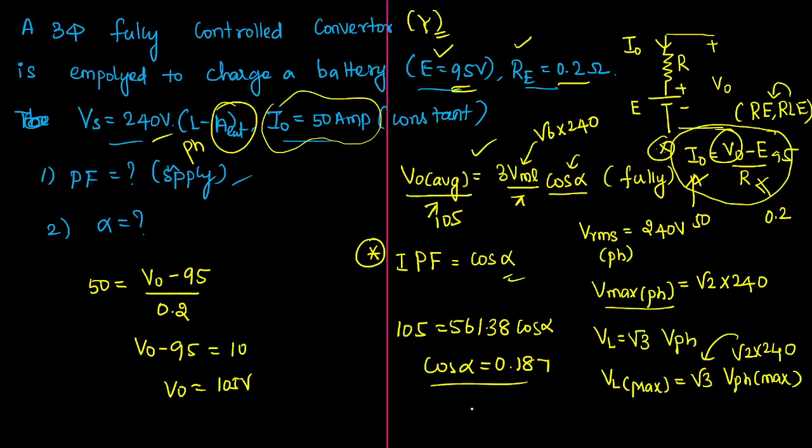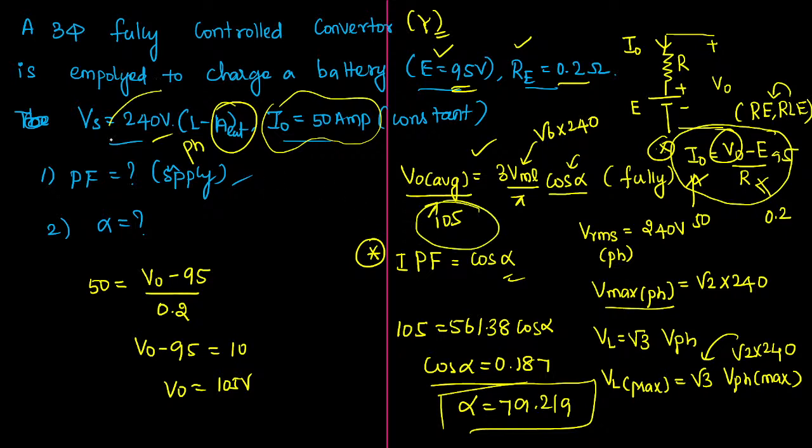It is a very poor value, I know. From this, if we take cos inverse, the value of alpha will be almost 79.219 degrees. I know this is a very large value. It is almost near 90 degrees. When alpha gets close to 90 degrees, the output voltage automatically reduces. See, there we are receiving only 105 volts, but we have injected 240 volts. The reason is that the value of alpha is very large, almost 80, and it is getting close to 90 degrees. When alpha approaches 90 degrees, automatically V naught average starts reducing.